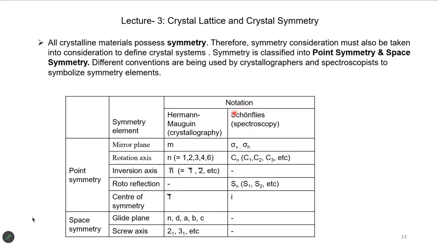We mentioned here about spectroscopists. They designate it like this. They have a mirror plane like this, a rotational axis like this, and then they have rotoreflection, which is designated by this. We do not talk about this spectroscopic symbolization of symmetry elements. We will be talking only about the crystallographic symbolization of symmetry elements.